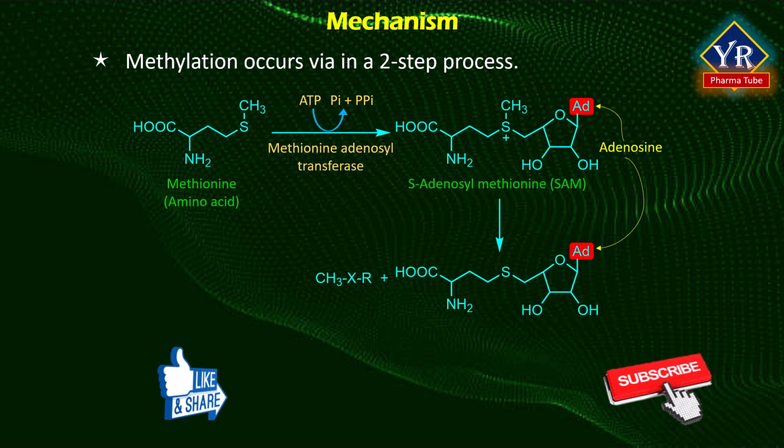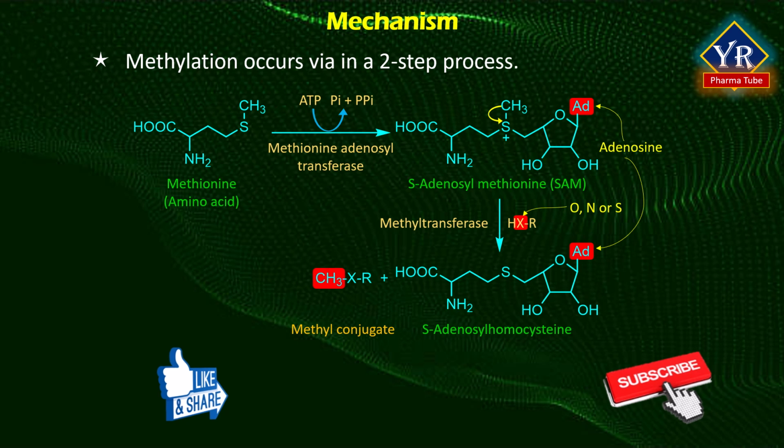SAM can also be considered as a high-energy intermediate similar to UDP glucuronic acid and PAPS as discussed in the glucuronidation reaction in the previous video. The positively charged sulfur atom is electrophilic in nature and allows for the easy transfer of the methyl group to a catechol, a phenolic hydroxyl group, an amine, or a sulfhydryl group. Then S-adenosyl homocysteine can be converted back to methionine in two steps to allow additional methylations to occur.